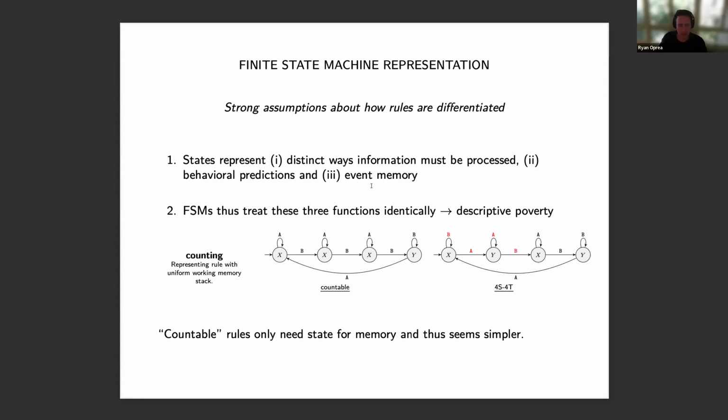Okay, so to show where this kind of thing might break down, this rule called 4S4T and this rule that I call countable are identical under the lens of finite state machines. But the simplest way of describing this rule 4S4T to a subject is to say, choose X, then switch to Y after you see A, then switch to X after you see B. When you see a second B, switch to Y and start over if you see A. Whereas this rule countable says, choose X until you've seen B 3 times, and then switch to Y, start over when you see A, which seems intuitively much easier for a human to implement. It just involves counting.